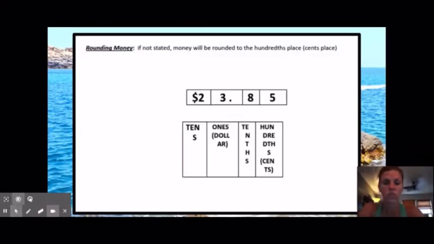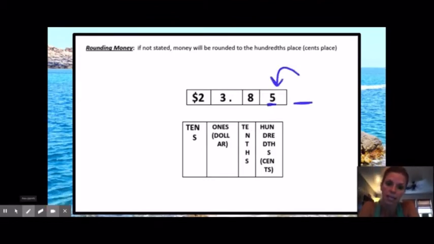Okay. If it's not stated when you round money, you're going to round to the nearest hundredth. So money typically, and that's what we're dealing with a lot today, is money problems. So this would be the hundredth. So you'd look at the third spot and say, okay, is that going to change it? Is it going to keep it the same? So if it's below a 5, it keeps it the same. Or is it 5 or higher and it bumps it a penny? Okay.